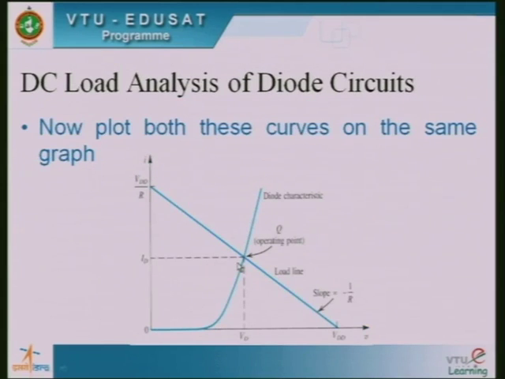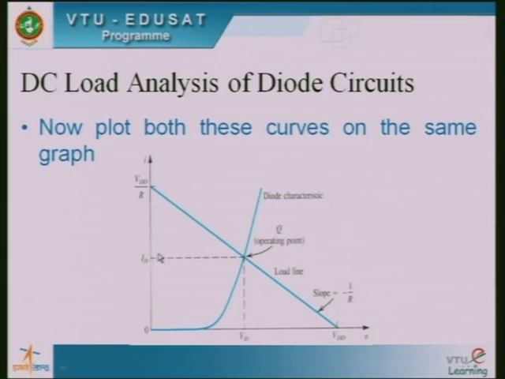Here you can see that in the third step we plot these two curves on the same graph. This is the straight line between VDD and VDD by R, having a slope of minus 1 by R, and this is the diode characteristics. The intersection of these, that point, we call the operating point. Corresponding to that operating point, whatever voltage is there we call VD, and whatever current flows through the diode we call ID. So these are the DC conditions.